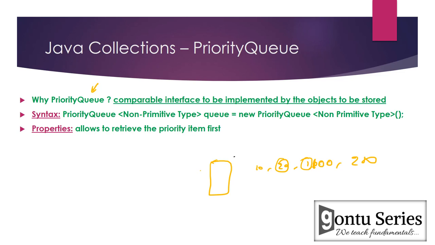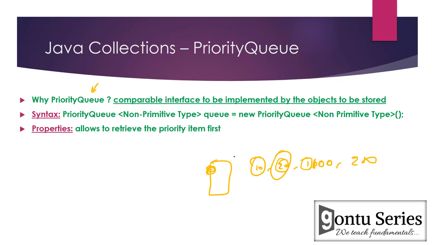Now for the JDK to understand which object has to come first, it does that using Comparable, using the compareTo method. If the compareTo method is present in that user defined object, say Country, then it can compare this object with that object, and that's how it can know which object has to be present at the head.